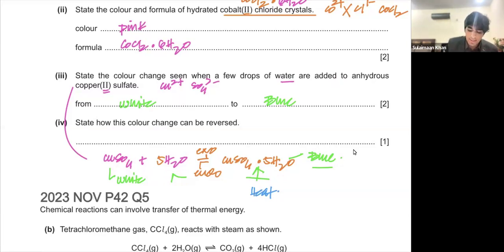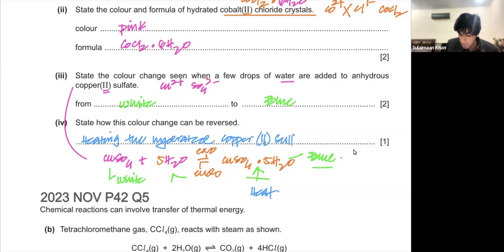So to state how the color change can be reversed: by heating the hydrated copper sulfate crystal.